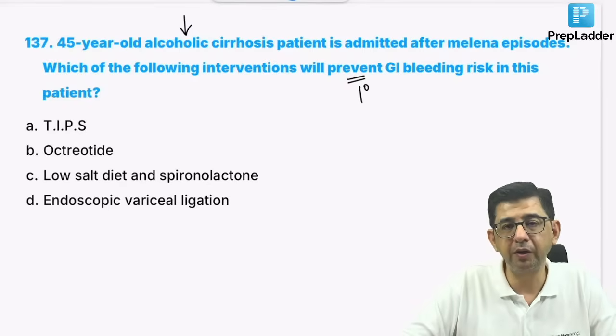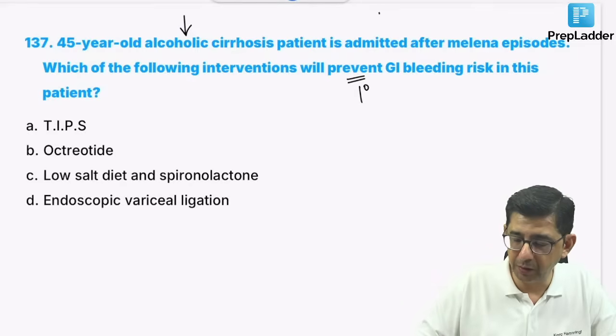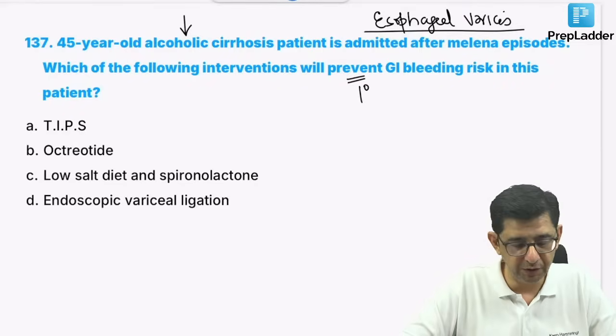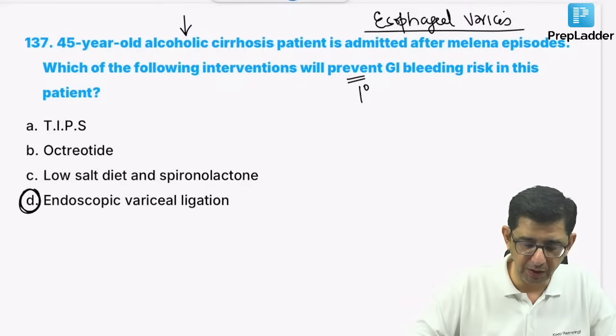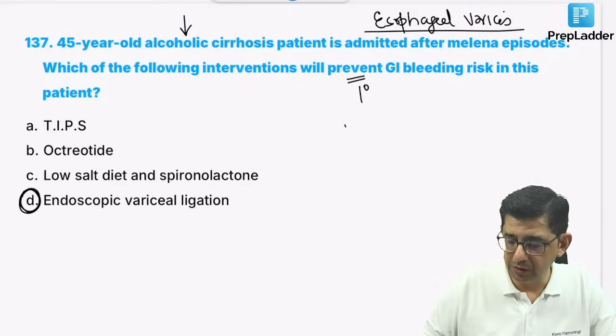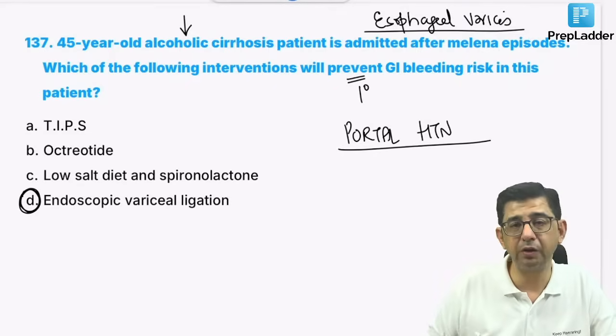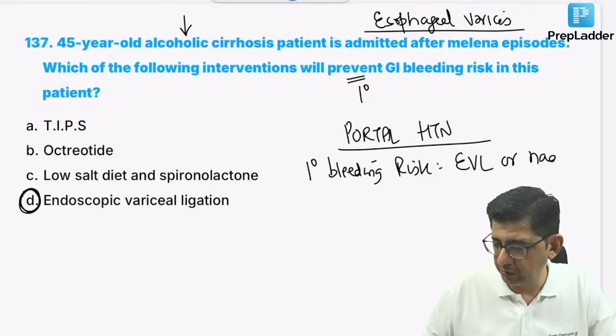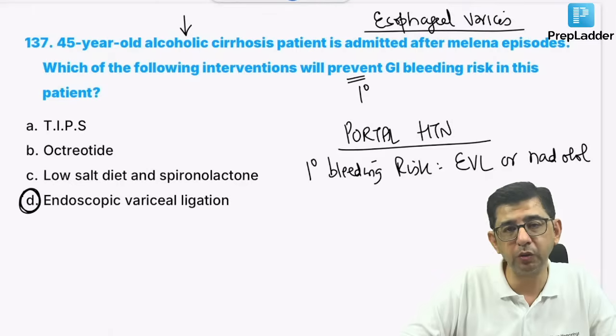To prevent the GI bleeding risk, because ultimately all of these patients will be developing esophageal varices. To take care of these esophageal varices, what we do is endoscopic variceal ligation. I think this was an easy question that should have been answered correctly, but I'll quickly address these questions of portal hypertension that will come. If he says, what do you do to prevent the bleeding risk in a patient? Your first answer is EVL, that is endoscopic variceal ligation. And if this is not in the options, then you will prescribe nadolol to the patient.